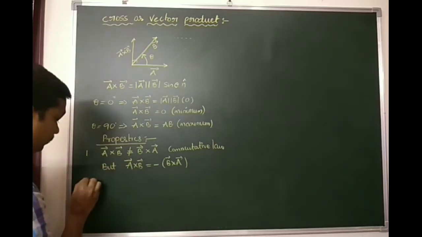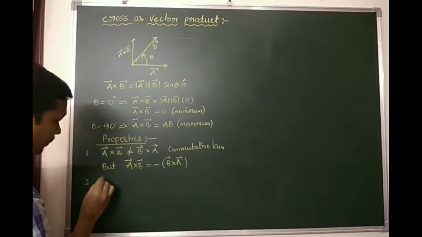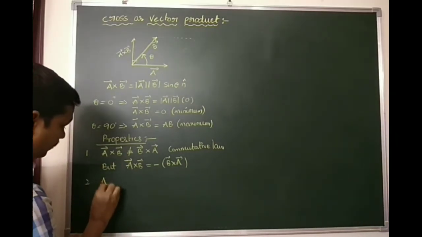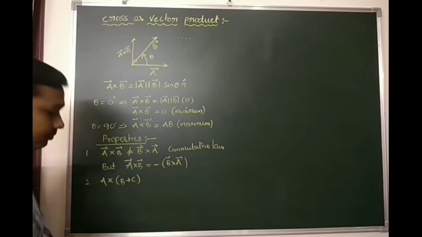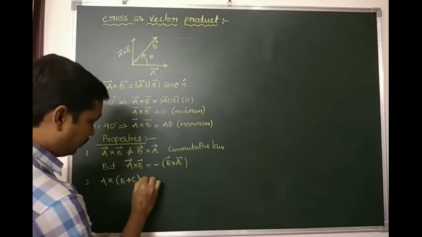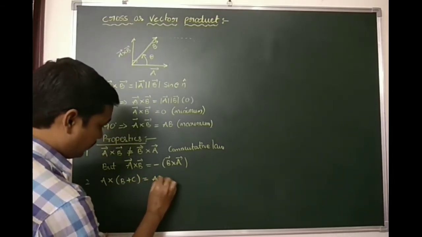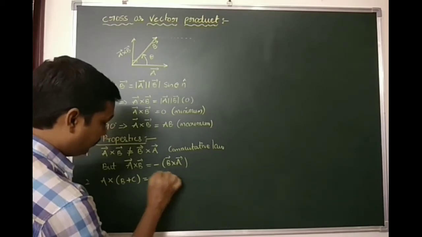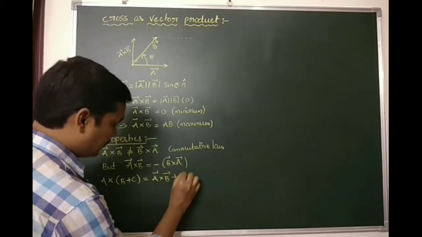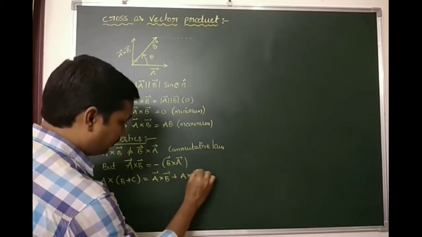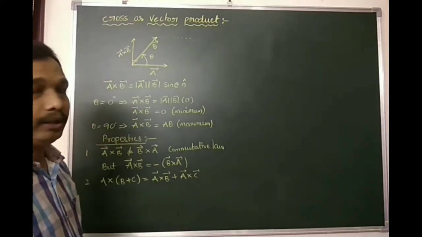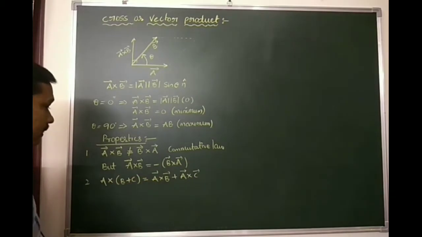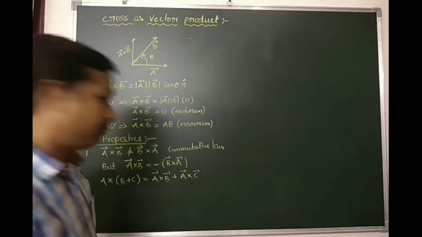Okay, this is one. Second, A cross (B plus C), according to the distributive law, equals A cross B plus A cross C. This is called the distributive property. And coming to the cross product of unit vectors.